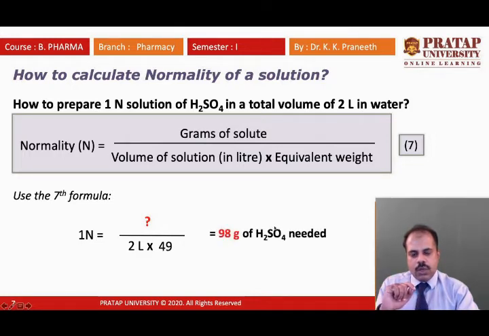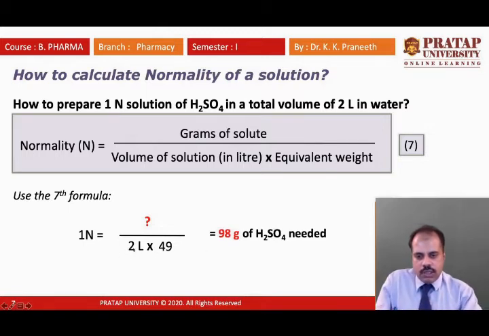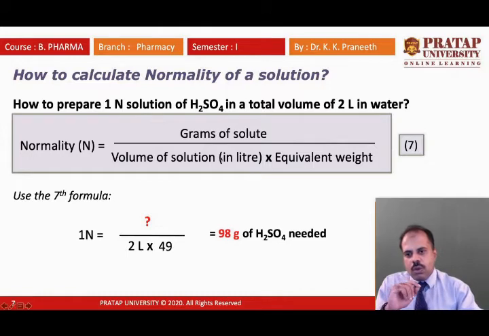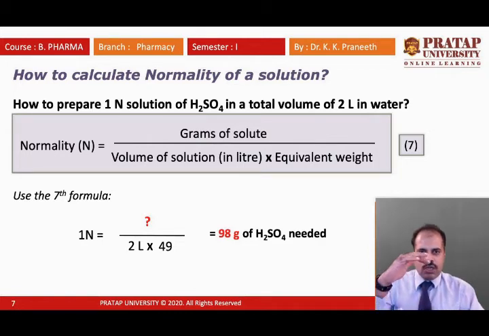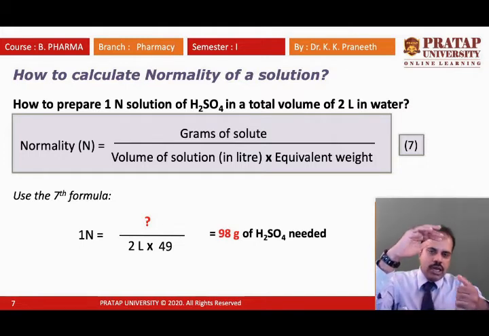So the total gram of sulfuric acid needed is 98, right? We multiply this one, and here it is only 1, so if we cross multiply this, we get 98 grams of sulfuric acid is necessary to make this 1 normal solution in 2 liters, right? So you just have to double the amount of sulfuric acid. If you want to make it in the same concentration in 1 liter, you need 49 grams. In 2 liters, we need 98 grams of sulfuric acid.